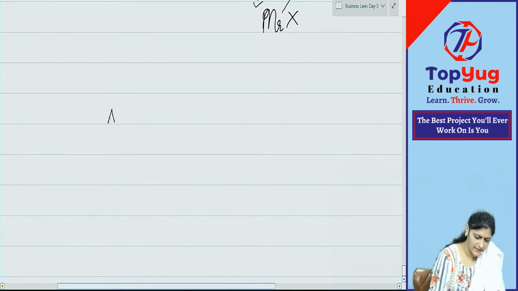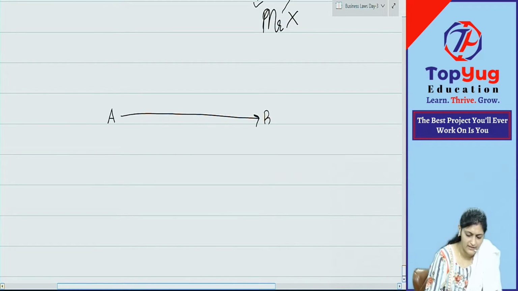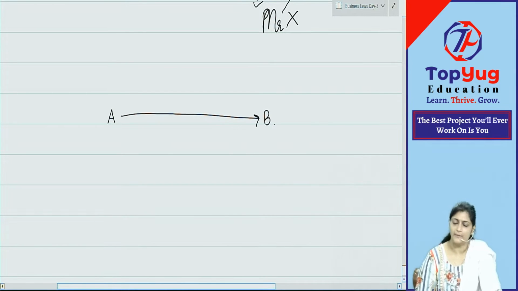There is this party A who is entering into a contract, that is, who is giving an offer to this party B.